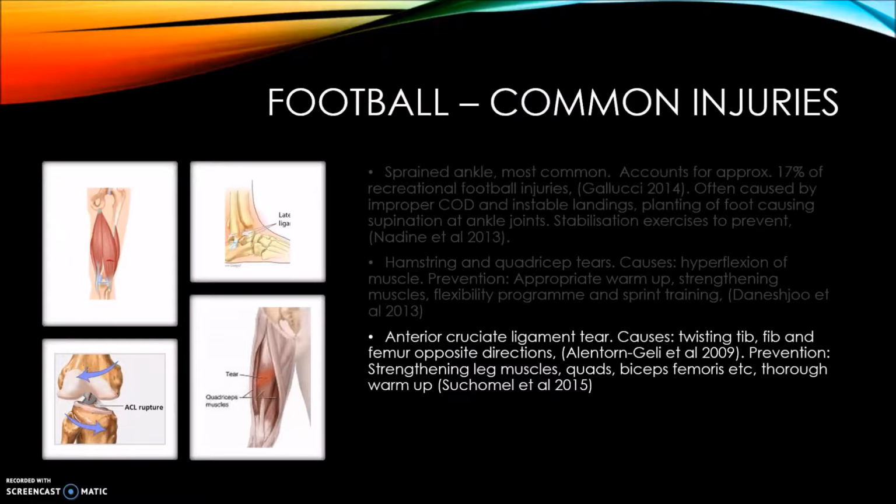Our client in particular has suffered from this in the past. It's recovered, but he's had an anterior cruciate ligament tear. According to Alentorn-Geli et al. 2009, that's usually caused by the tibia and fibula twisting in the opposite direction to the femur. If we look at this little diagram here, that shows the kind of action that we're looking at.